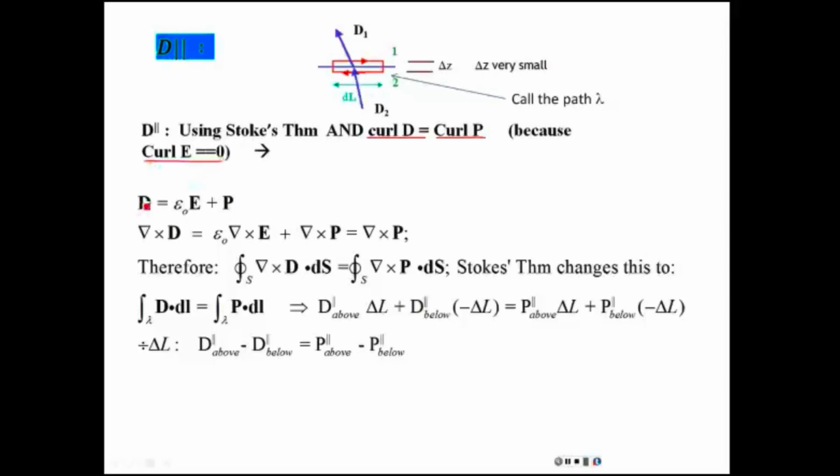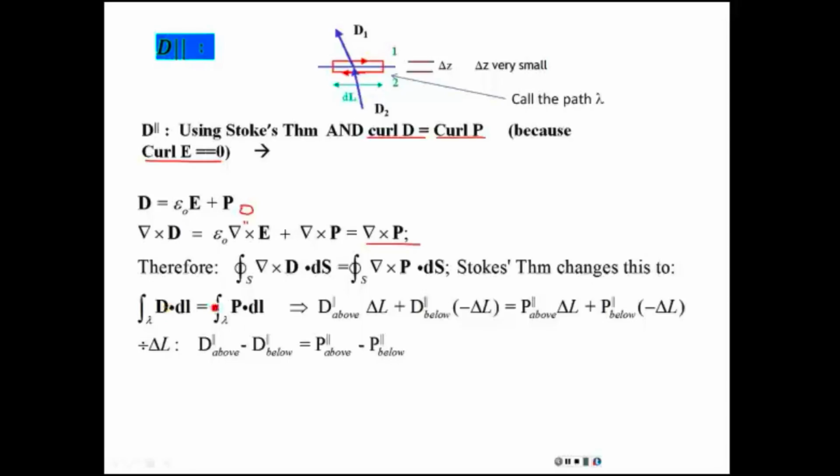Let's restate that. D is equal to epsilon 0 E plus P. That's the definition of D. Take the curl of D, you'll end up with epsilon 0 times the curl of E plus the curl of P. But this is equal to 0. What that means then, this is equal to curl of P. Take the surface integral of del cross D dot ds. That'll be the surface integral of the curl of P dot ds. And change that using Stokes Theorem to a line integral.